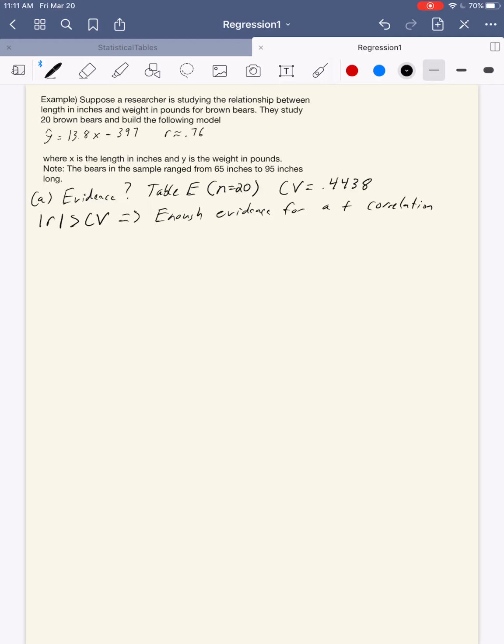Okay. Might not be the only factor, might not even be a causal factor, but we definitely know that we have enough evidence for a positive association, a positive correlation.